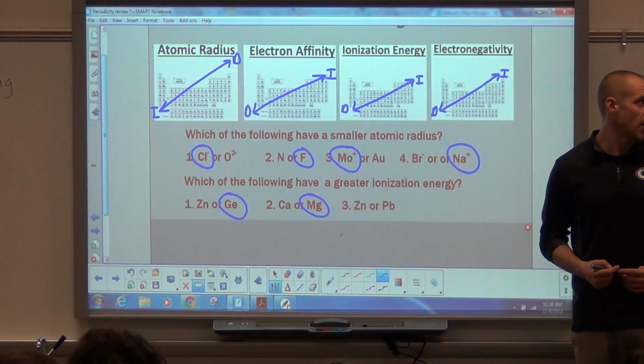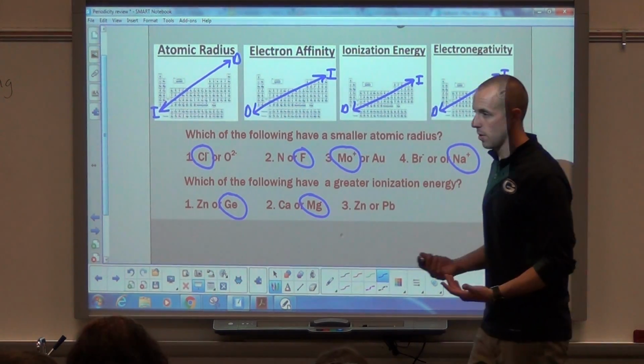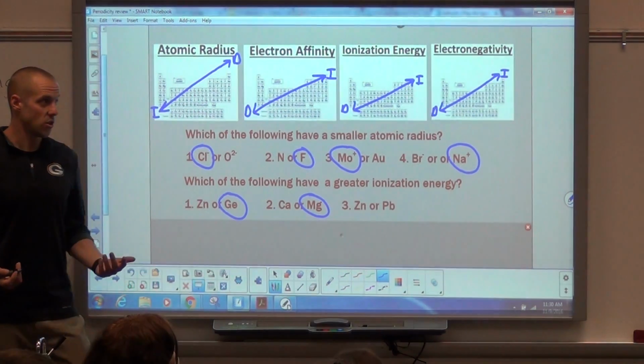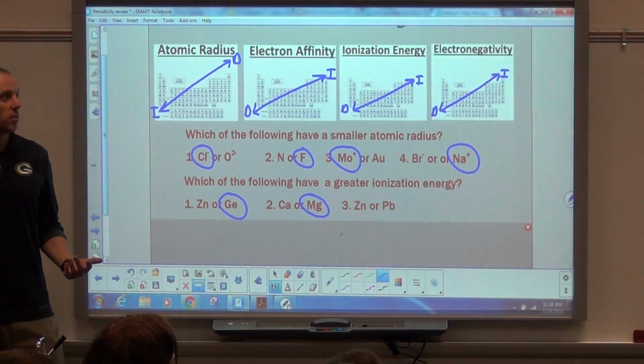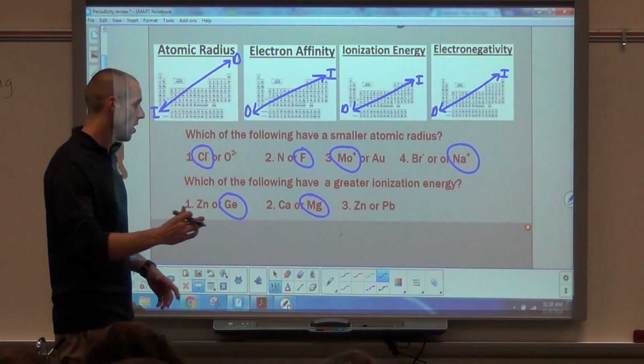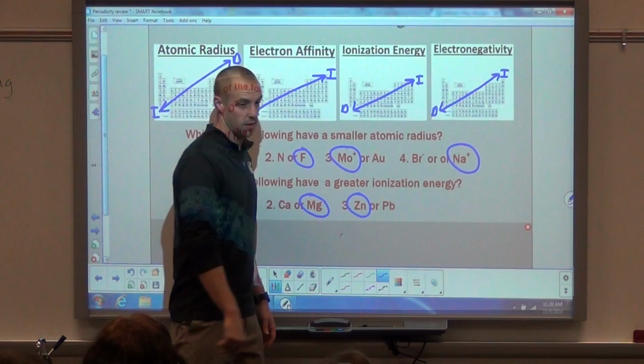Which one's closer, 30 or 82? Zinc or lead? Closer to the right-hand corner? So closer to fluorine. Zinc is closer. If we're talking about relative distance, zinc is closer to fluorine, so we're going to circle zinc.